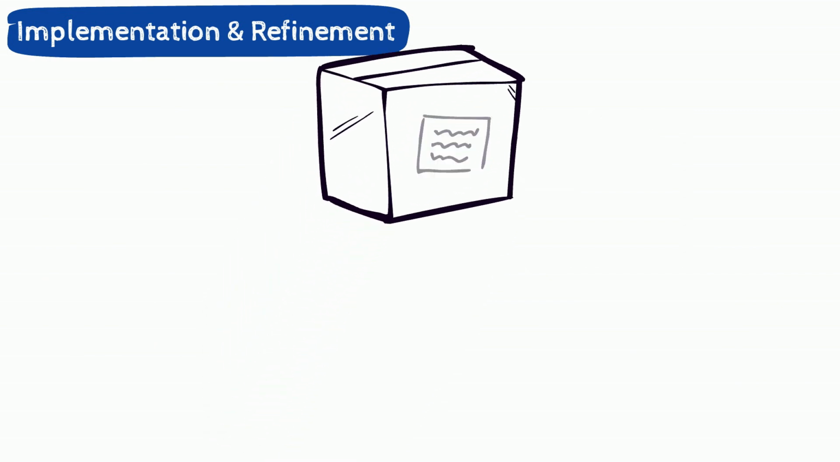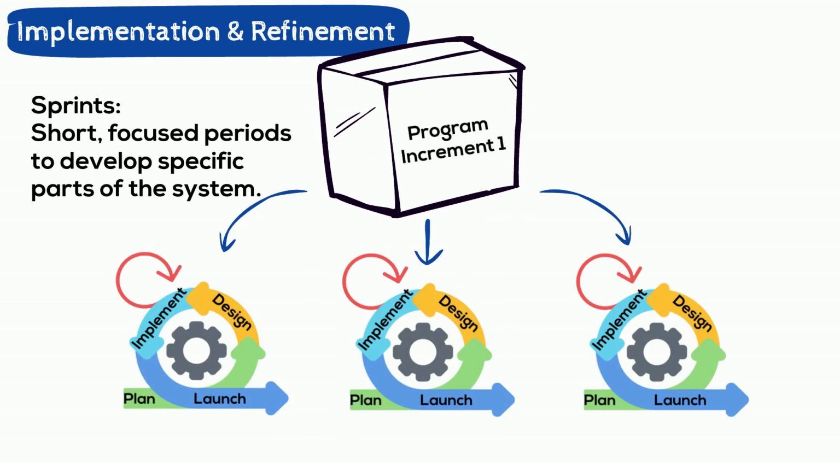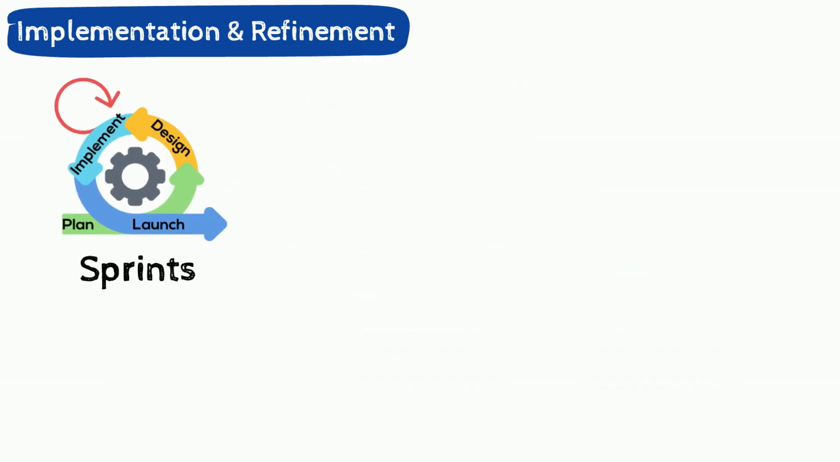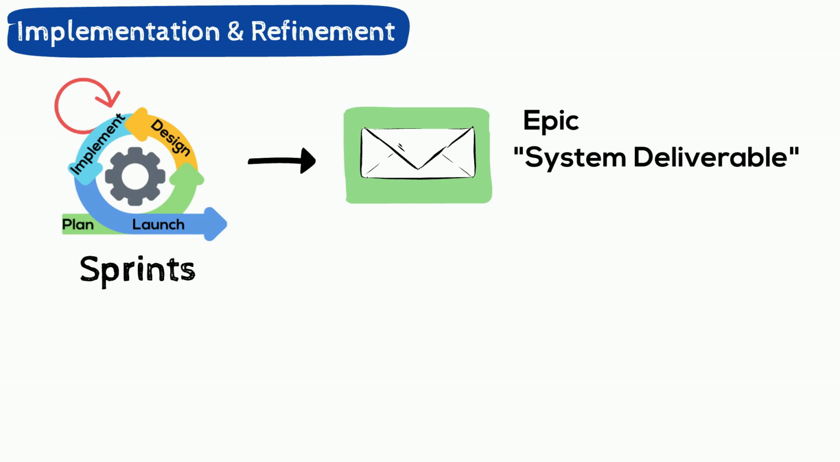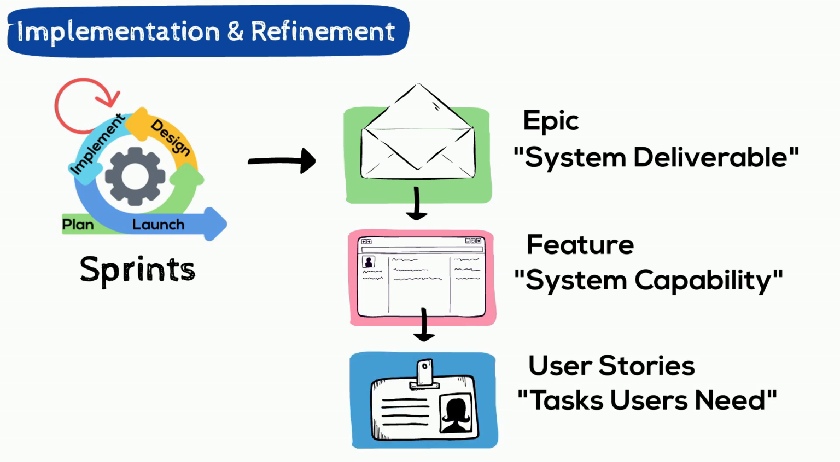Within each program increment, we run sprints, short, focused periods to develop specific parts of the system. Within each sprint, we might focus on a particular epic, major system deliverables, features, specific capabilities within an epic, and user stories, short user-focused requirements to guide our work.